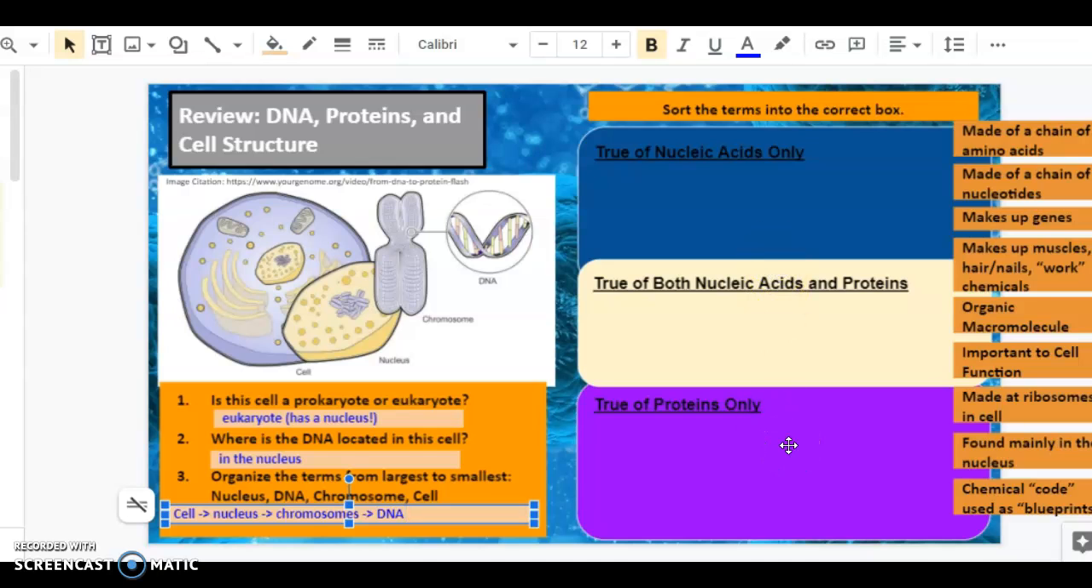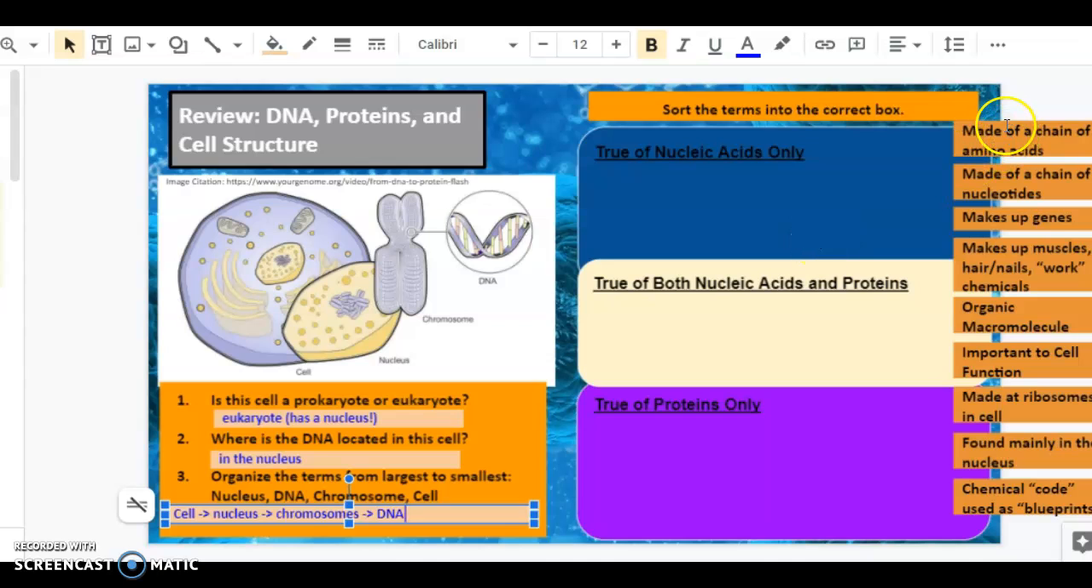Biomolecules, macromolecules, so many names for the same thing. If the label is true of nucleic acids only, we're going to drag it up to the top. If it's true of proteins only, at the bottom. If it's true of both, in the middle. And the goal here is to remind you that nucleic acids and proteins are different chemicals. They are 2 different groups of chemicals in the core 4 biomolecules.